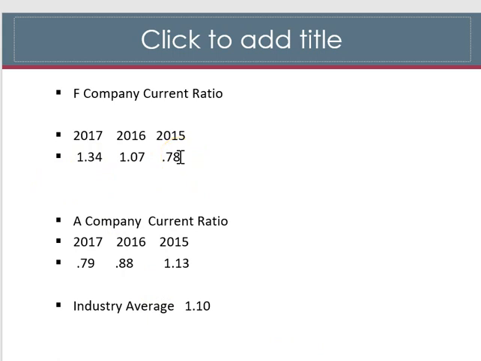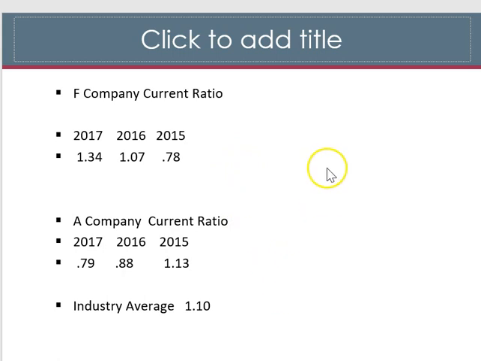Like I said, a lot of people say it should be above 1. I say you should look at the industry average here, so we can see the industry average is 1.10. So you can see in 2015 they were below the industry average. Here they were close to it, and in 2017 they were above. So what do these numbers tell you? Well, I see a trend that their current ratio is going up. That's a good sign for F Company.